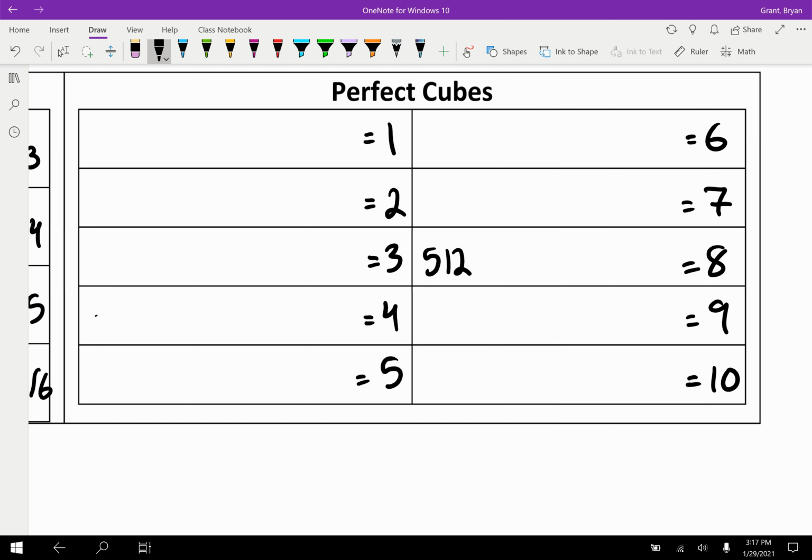Why is it 512? Well, it's 512 because the cube root of 512 equals 8. 8 times 8 times 8 is that. Okay? So if you want to take a quick second and fill this in, you can. If not, you can just listen. I'm going to give you all the perfect cubes. Then we won't do too much else with them this year, but it's just kind of nice to know. So see what you'd like to do, and then once you've made your decision, you can go from there. Ready, set, go. All right, here are the rest.